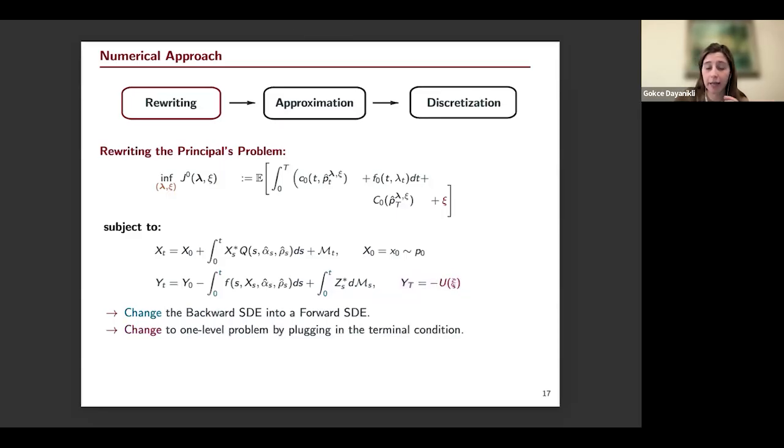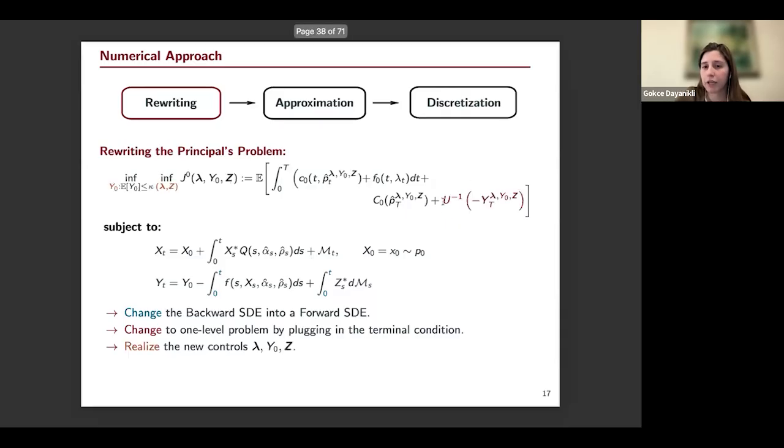However, we have a very good condition here: the terminal condition of this agent is related to the terminal cost of the principal. So we are going to assume that this U function is invertible, and we are going to take this terminal condition and plug that into the principal's problem. So y_T is equal to minus U(psi), and psi is going to be equivalent to U inverse of minus y_T. So we are going to plug this information in here.